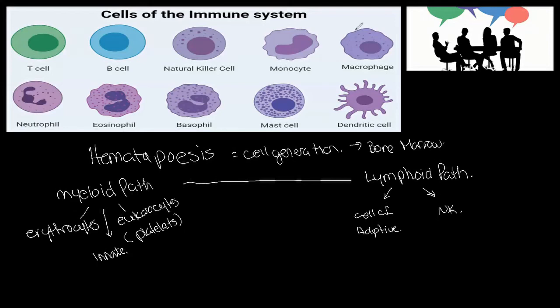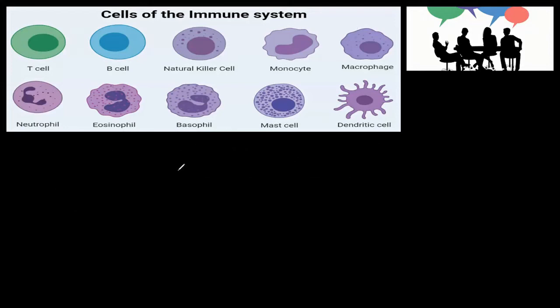Now, our innate immune system has specific cells. The first cell we're going to talk about is called a neutrophil. So this would be our neutrophil right here. Our neutrophil is responsible for phagocytosis, which is a major white blood cell immune function. So this guy is basically responsible for eating.